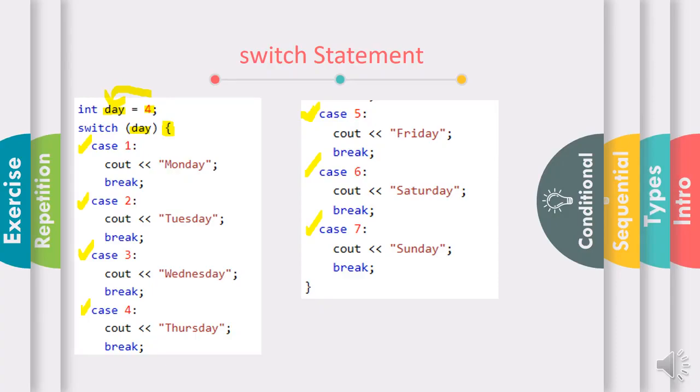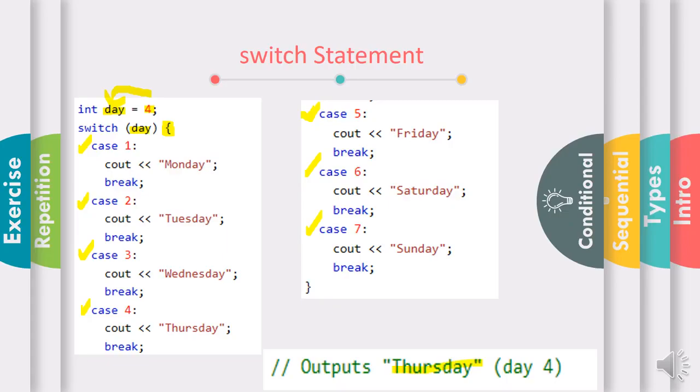We know that the variable day has the value 4. So, it means we have value 4 in the variable day in this statement. So, when the variable value is 4, case 4 will be executed. So, the output of this program is Thursday, because we have selected 4.